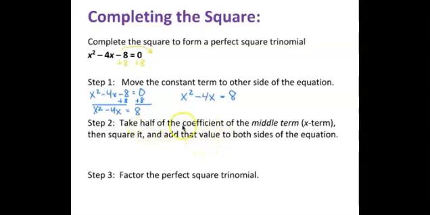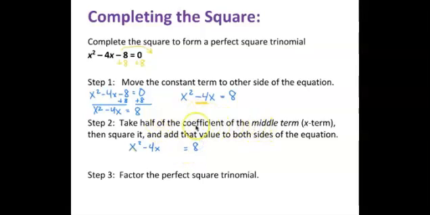Now it says take half of the coefficient of the x term. We're going to focus on the coefficient of the x term, which in this case is negative 4. We're going to take half of it, so we're going to divide it in half. I'm going to rewrite the equation here with a space, so that we can start completing the square and doing all of our steps. So I'm going to write the equation x squared minus 4x, keep a space, and set it equal to 8.